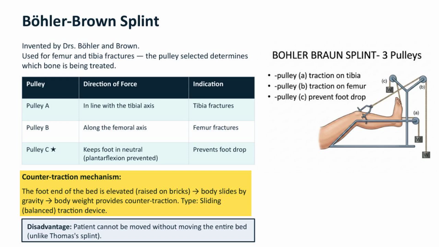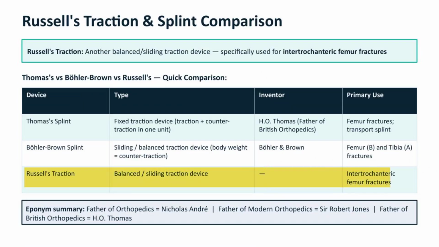The type is a sliding or balanced traction device. The disadvantage: the patient cannot be moved without moving the entire bed. Russell's traction is another balanced or sliding traction device, specifically used for intertrochanteric femur fractures.